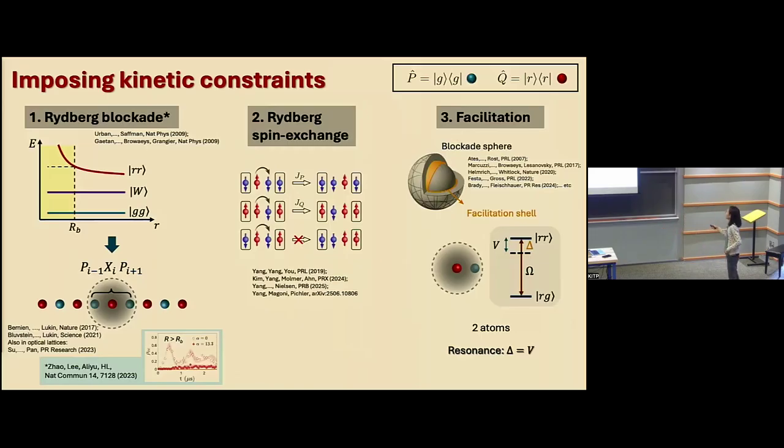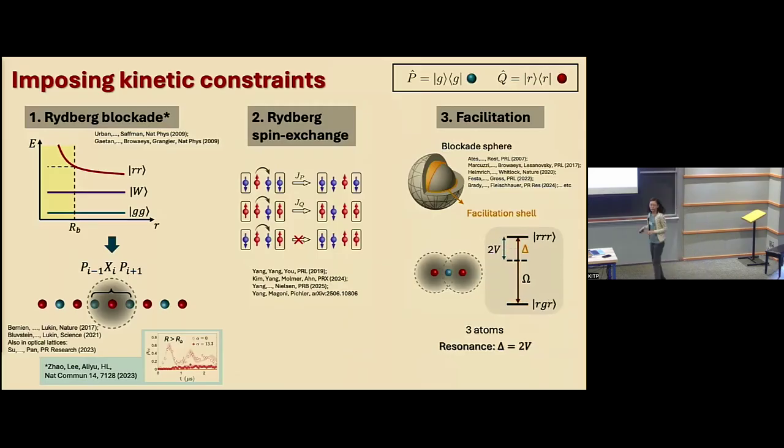Now, this is very sensitive, of course, to the position of the two atoms, so this doesn't occur anywhere within the blockade sphere. It's only at a particular shell radius. Okay, so let's call that the facilitation shell, and if this atom lies over here, yes, you can excite that to the Rydberg state. Okay, that's the physics for two atoms.